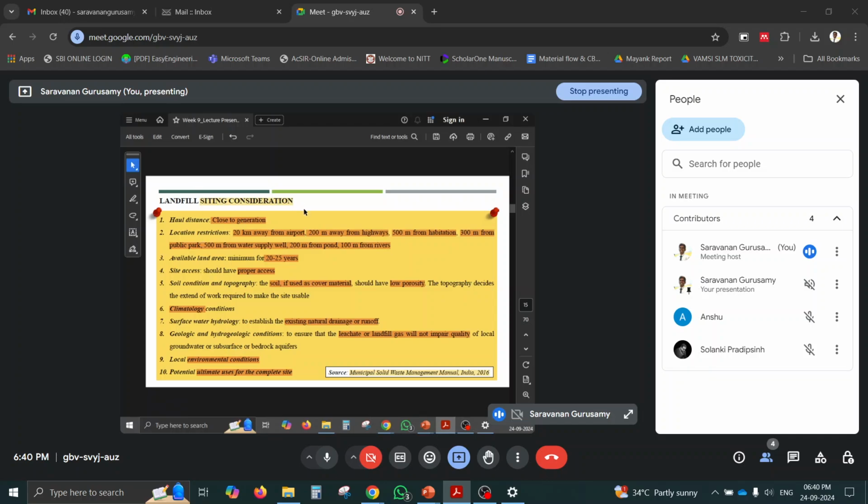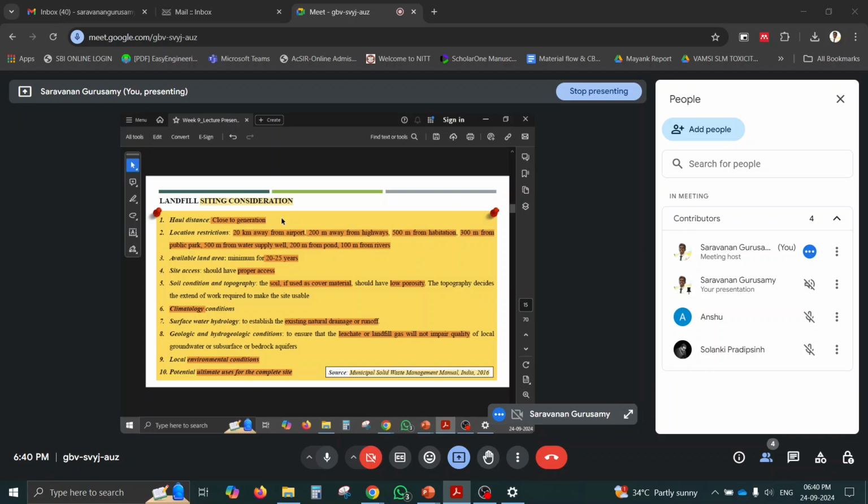Then landfill site consideration. So how to select the site as an engineer? I am going to design the landfill. Which area can I choose for a landfilling site? So in Trichy, if you see, I'm an engineer. I'm going to design a landfill site. So I will first check haul distance: how close it is to the generation point.